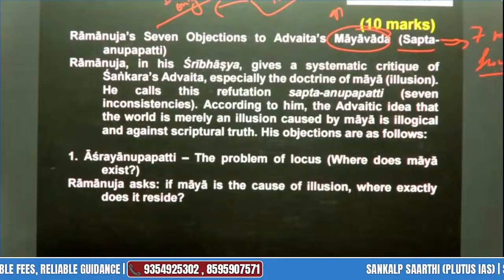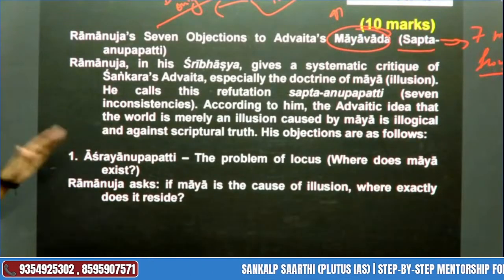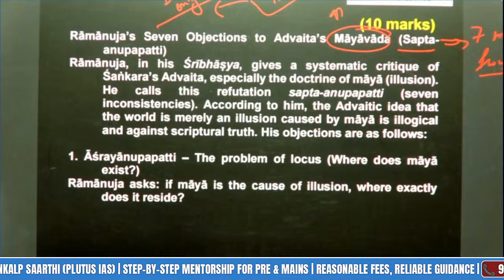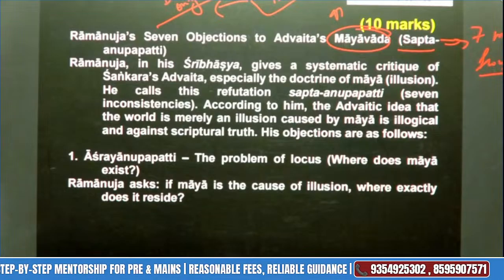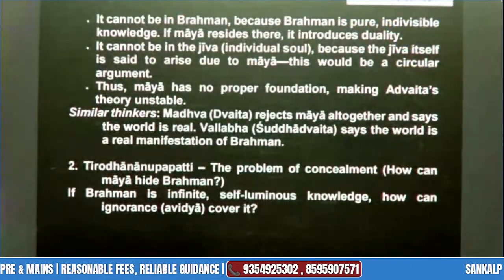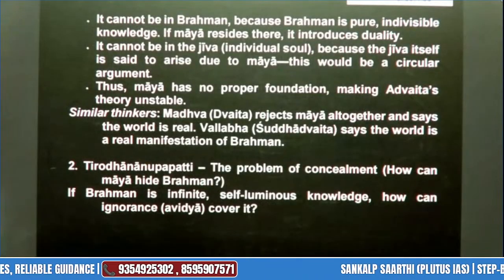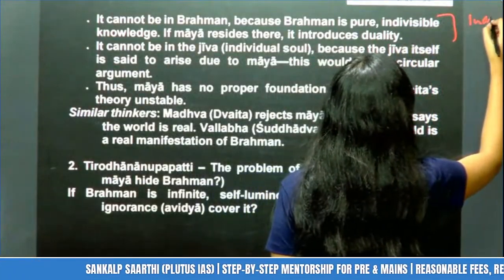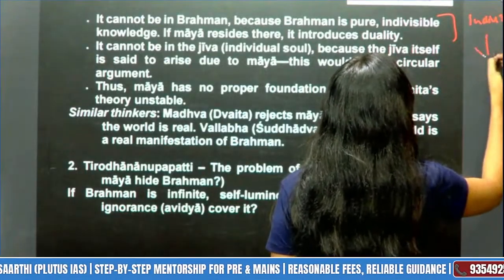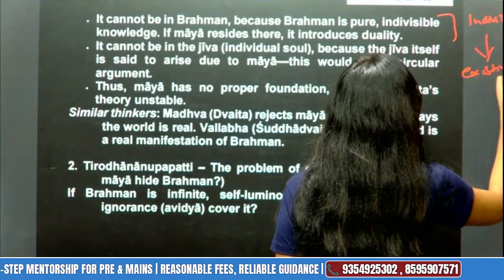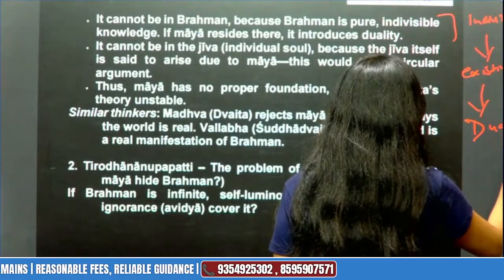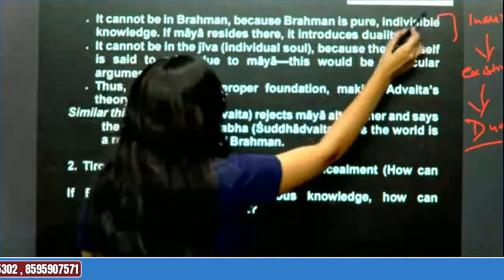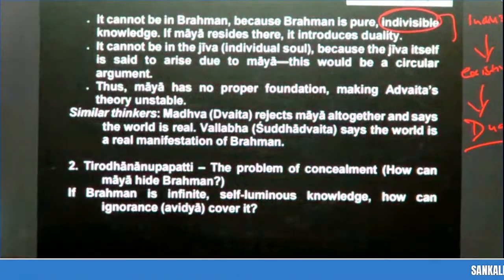Okay. So first he says the problem of locus, that where does Maya exist? This is his first contradiction. If Maya is the cause of illusion, where exactly does it reside? It cannot be Brahma because Brahma is pure, indivisible knowledge. If Maya resides there, it introduces duality, right? Brahma is indivisible, and if it's existing there, then it's giving birth to duality, and that contradicts Brahma's nature of being indivisible, right?